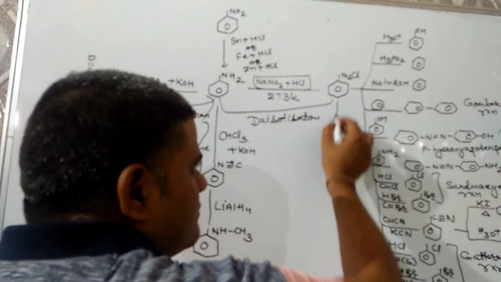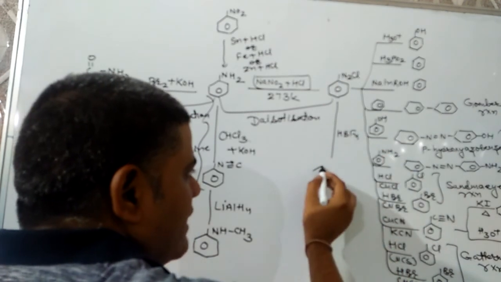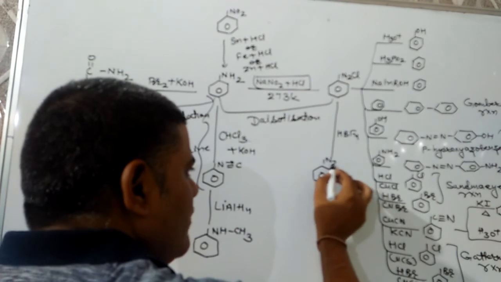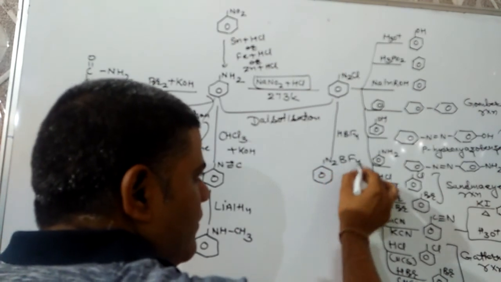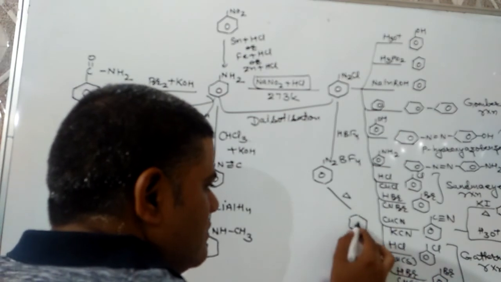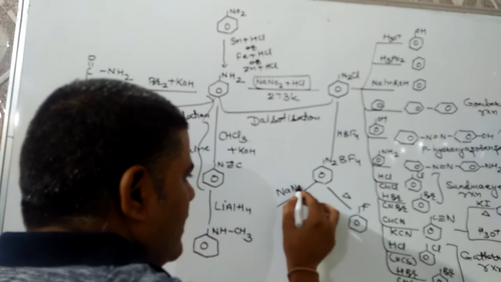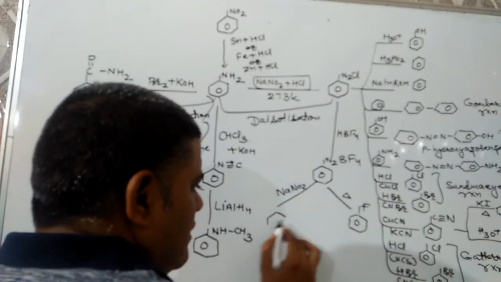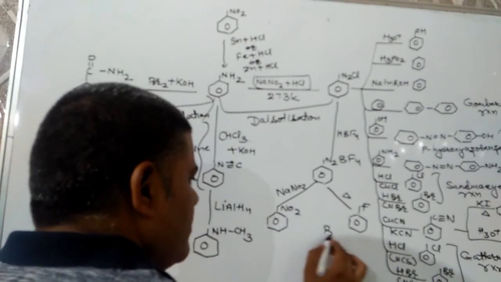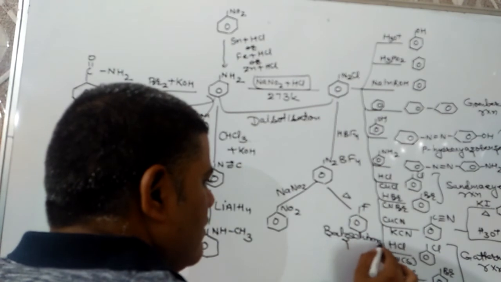Next, if HBF4 is added to it, then we will get an addition compound, and that addition compound will be benzene diazonium tetrafluoroborate, C6H5N2BF4. On heating it gives fluorobenzene, and on reaction with NaNO2 it will give you nitrobenzene. The reaction in which fluorobenzene is obtained is known as Balz-Schiemann reaction.